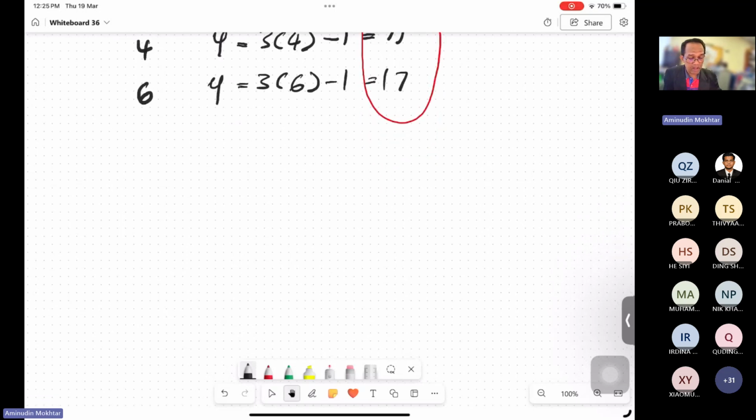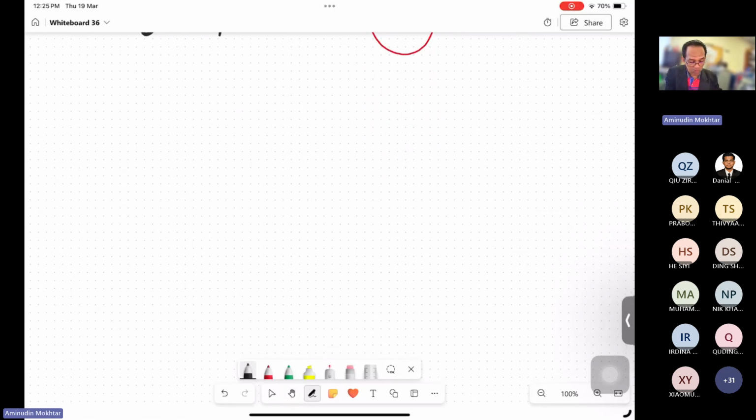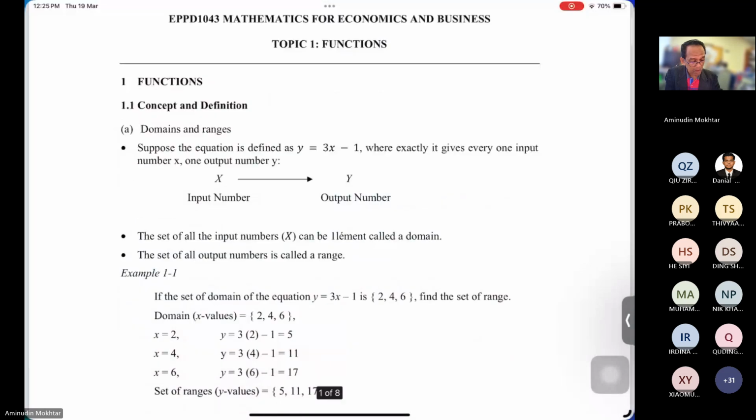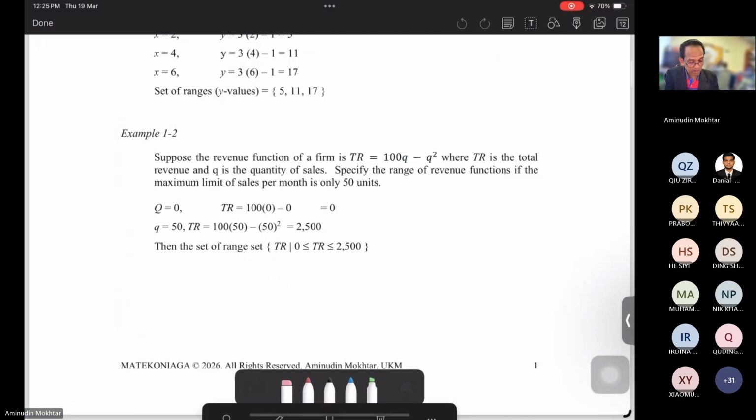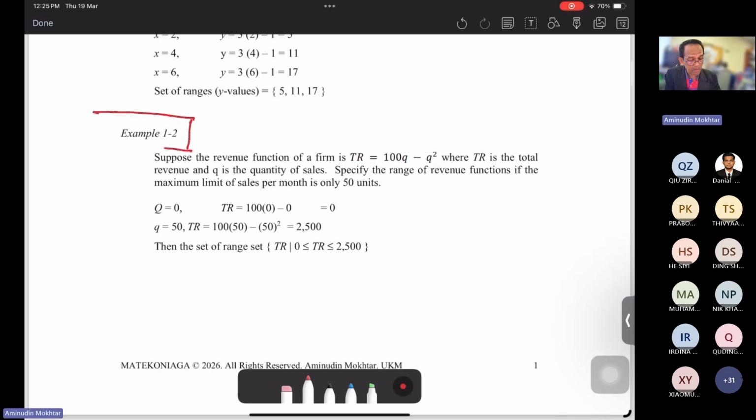Okay, the second one, if you refer to example 1.2. Okay, this example is for application. In the class, for each topic, there are two parts. The first part is about the theory. The second part is about the application, how to apply mathematics in economics and business. Okay, let's look at example 1.2.